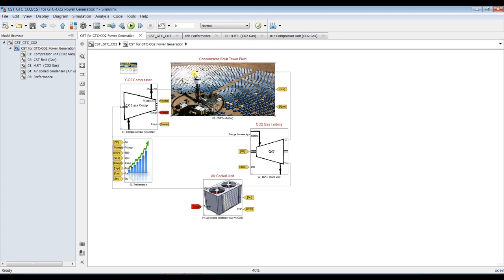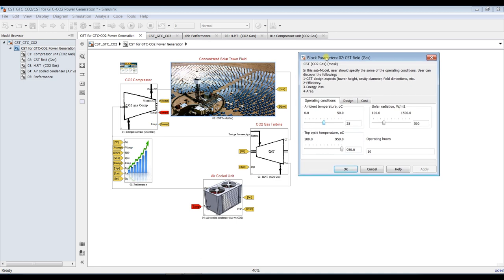First of all, suppose I'm going for single point iteration. For the concentrated solar tower, we have ambient temperature, suppose it's 25 degrees Celsius. Solar radiation, suppose it's around 600 watt per meter square. And we have the top cycle temperature. Suppose I am going to operate my cycle at 400 or 450 degrees Celsius, and operating hours 10 hours or 8 hours. That's it. Apply for design.